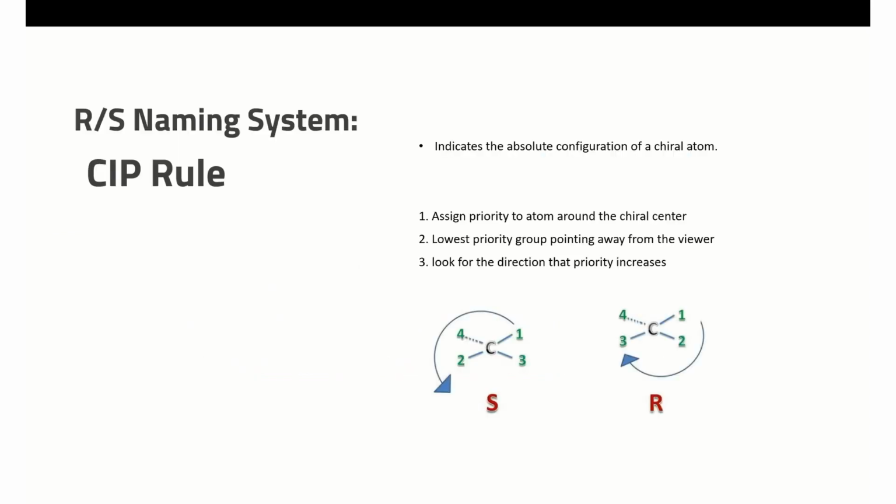Okay, so let's go to the naming system. The RS naming system indicates the absolute configuration of a chiral atom.